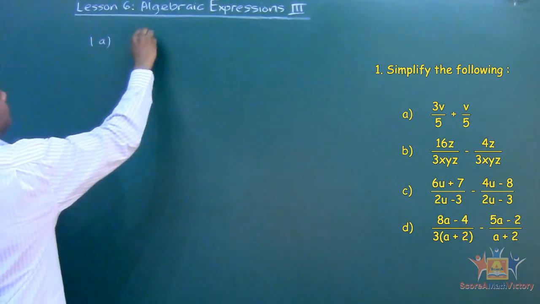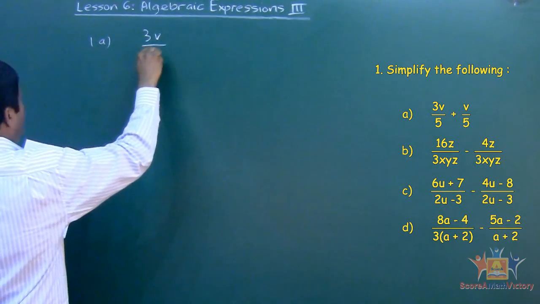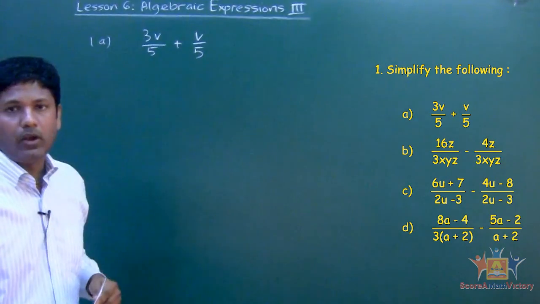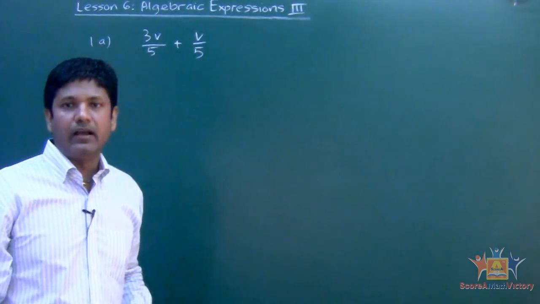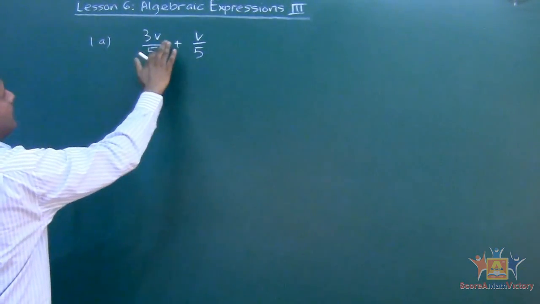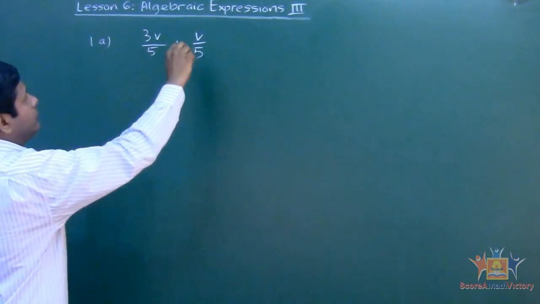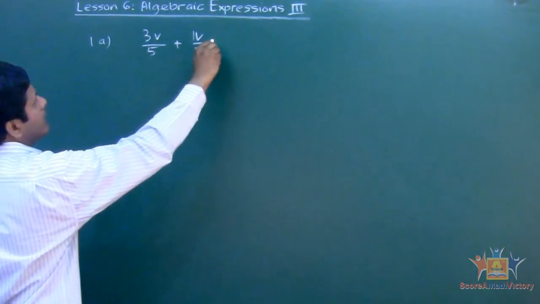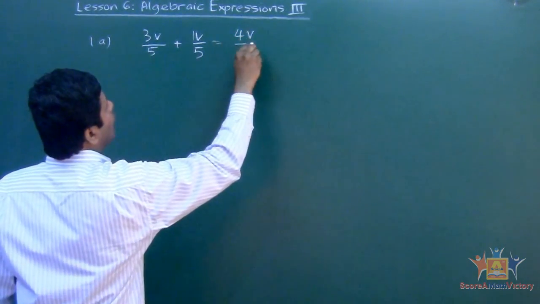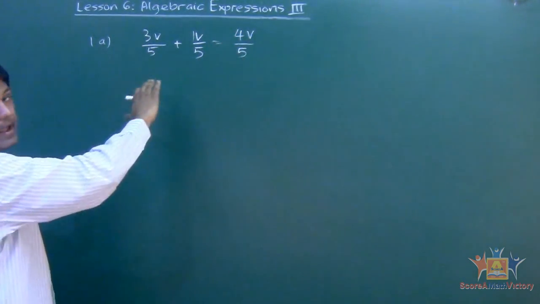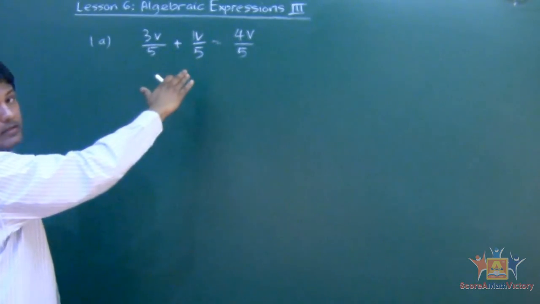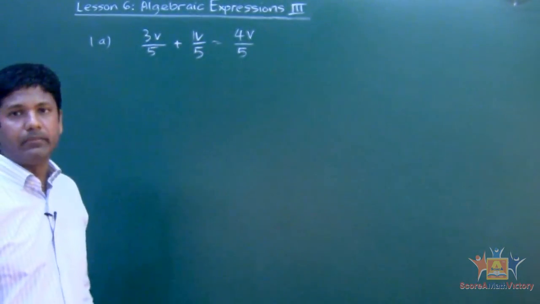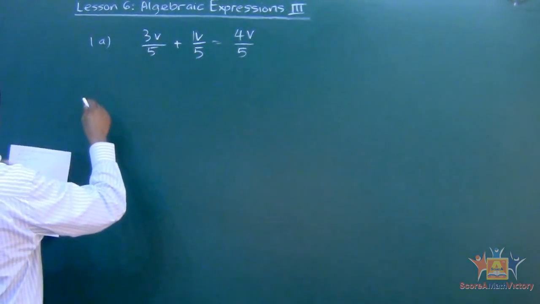You're given 3v over 5 plus v over 5. Are they common denominators? Yes, they are. So 3v plus 1v. You don't see it, but there's a 1 there. So 3 plus 1 is 4v over 5. Why am I adding them? Because the denominators are common, so I can add them. If they're not common, I cannot add them. Okay, good. Let's look at B.